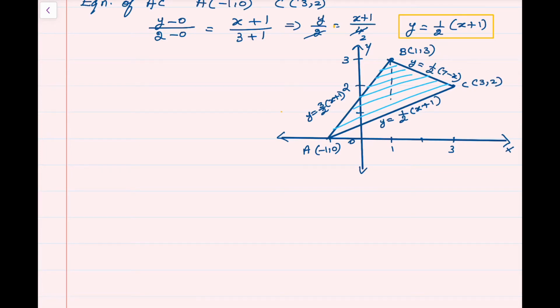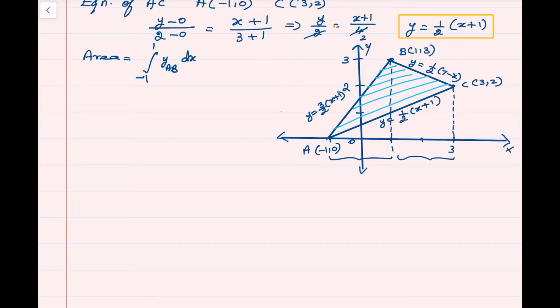We will draw the limit lines. For the line segment AB, with respect to x, the limits are -1 to 1. Therefore, the area of the triangle will be the integral for the line segment AB. The limits are -1 to 1 of y of the AB line, we have to write.